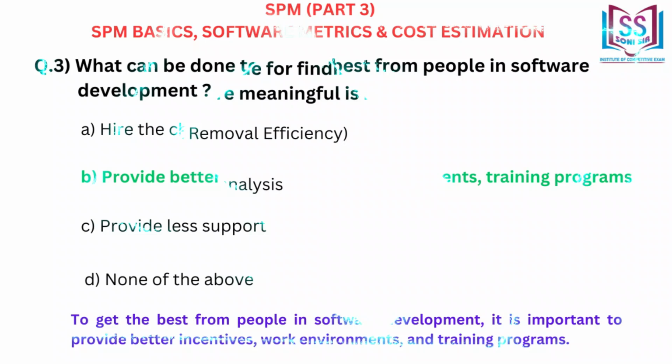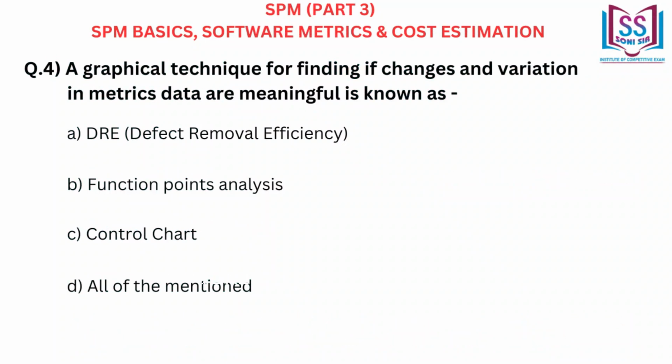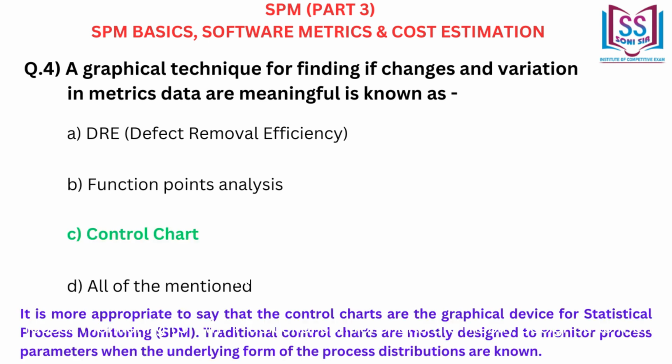A graphical technique for finding if changes and variation in metrics data are meaningful is known as A. DRE, defect removal efficiency. B. Function points analysis. C. Control chart. D. All of the mentioned. Answer C. Control chart. It is more appropriate to say that the control charts are the graphical device for statistical process monitoring (SPM). Traditional control charts are mostly designed to monitor process parameters when the underlying forms of the process distributions are known.